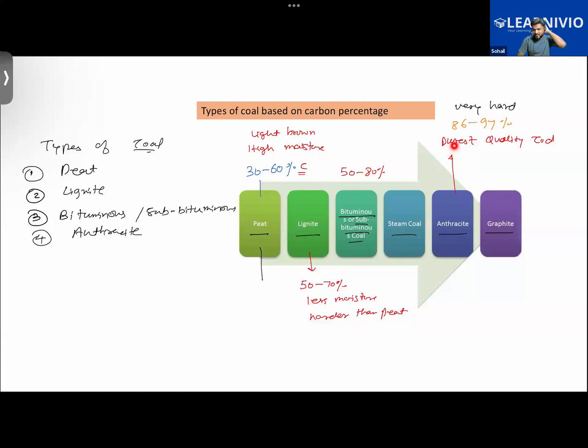So it has a carbon content of around 86 to 97%. Subbituminous will have less carbon content, around 50 to 80%. Furthermore, lignite will have less carbon, 50 to 70%, and then peat, which is light brown in color, which is moist. It will have high moisture content. Coal carbon content percentage is just around 30 to 60%. Getting it, guys? So these were the types of coal based on the carbon percentage.